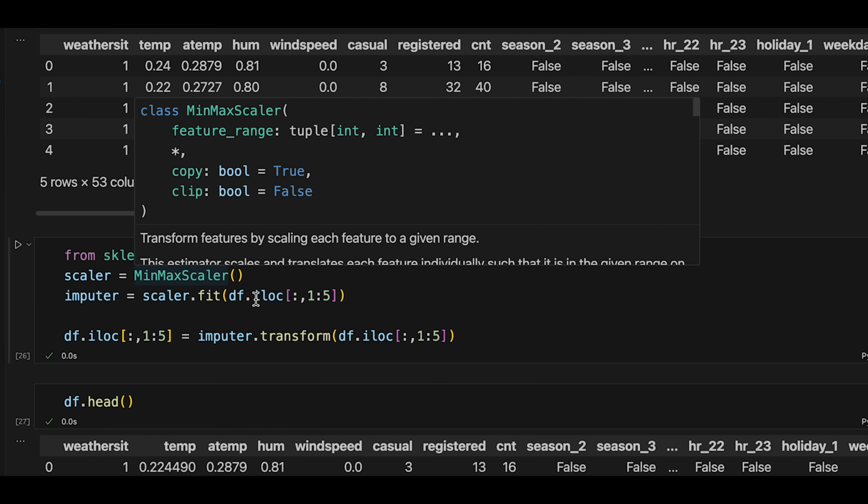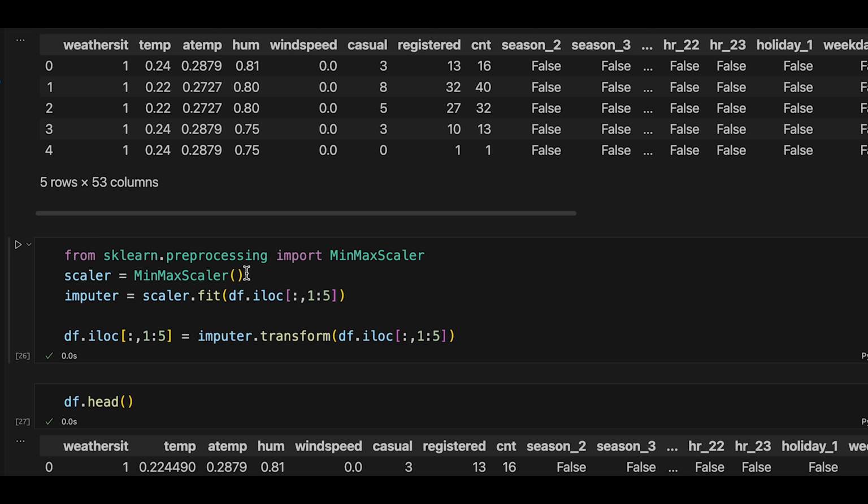So we are using min-max scaler over here. What will min-max scaler do? Min-max scaler will make the scale 0 to 1. Basically, all these are one hot encoded, right? Here the values will be in between 0 and 1 only.